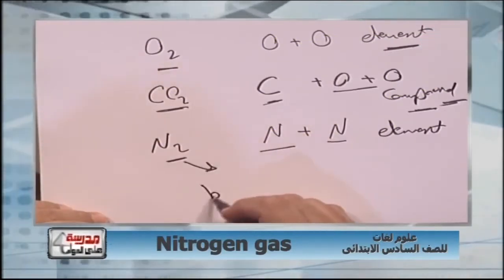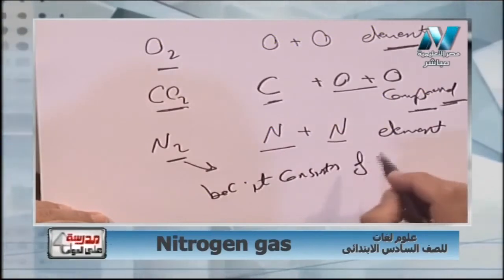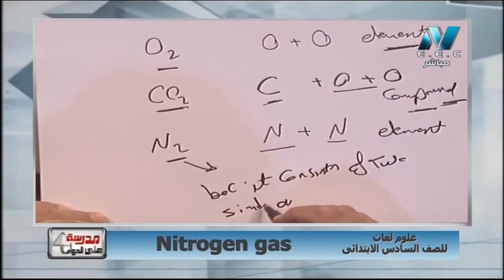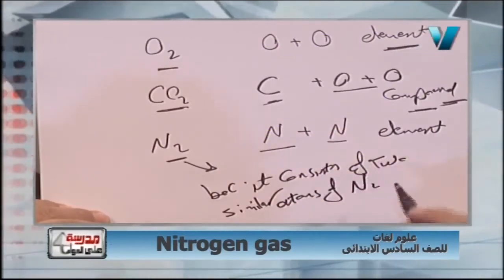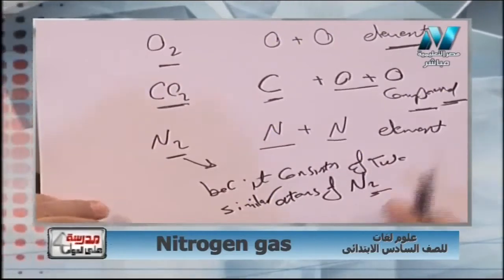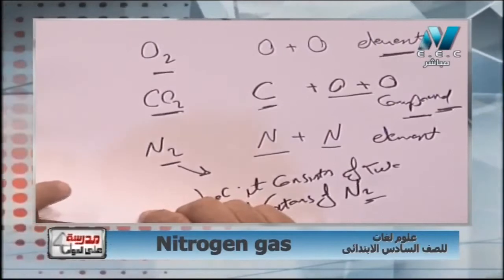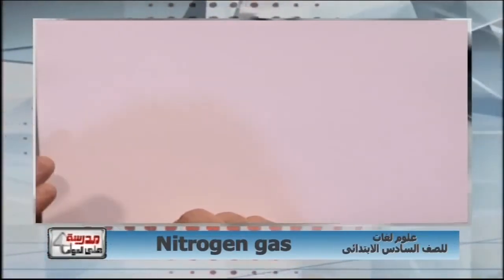Why? Because it consists of 2 similar atoms of nitrogen. It has 2 nitrogen atoms, that's why we call it an element, not a compound. So now we have studied that nitrogen is an element not a compound because it consists of 2 similar atoms.